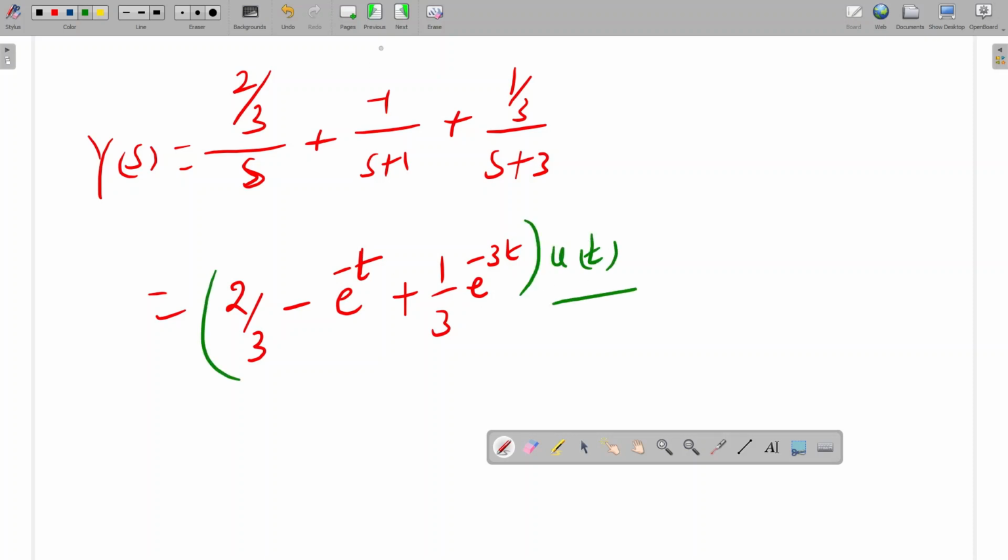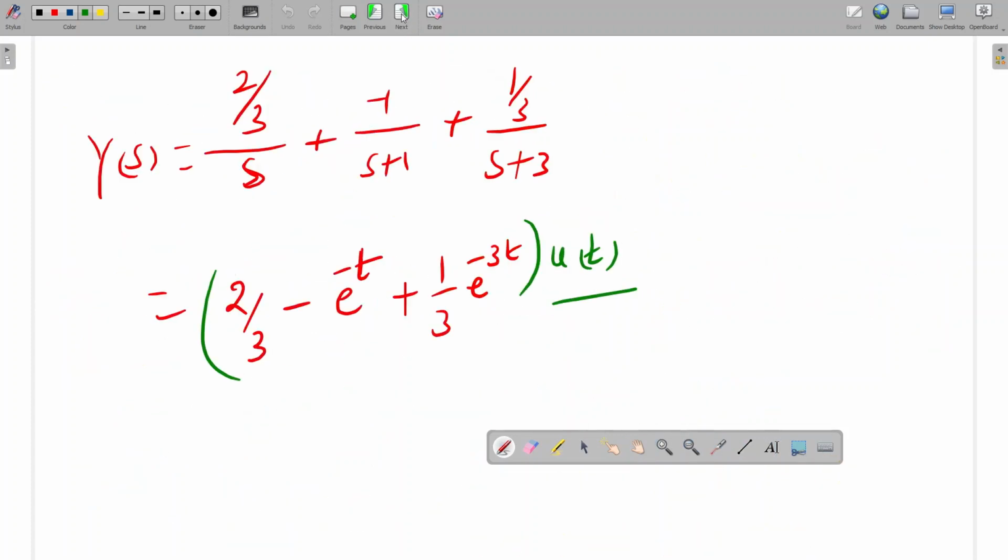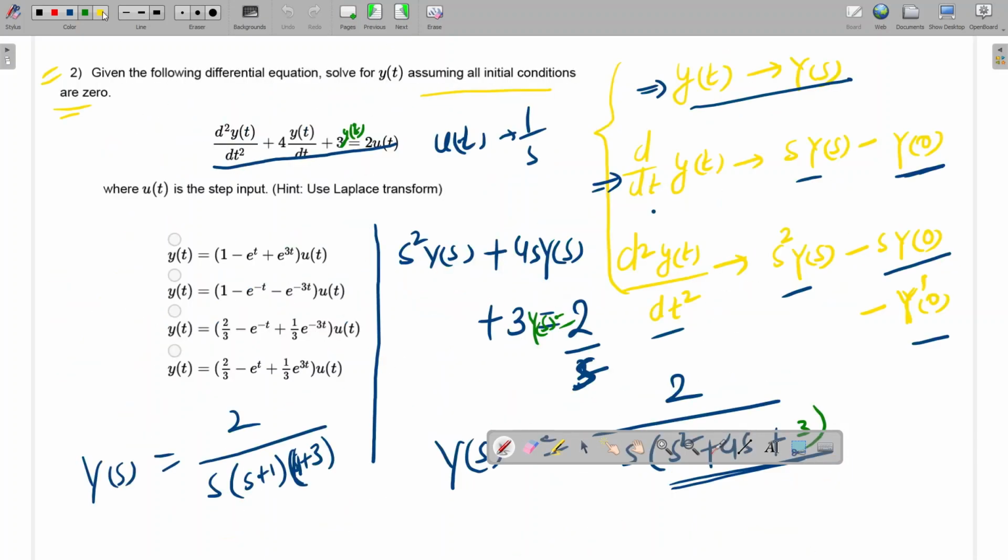This will be the answer. We'll see the options, then we can get. How much are we getting? 2 by 3 minus e to the power minus t. I think the last one is the correct option. 2 by 3 we are getting, minus e to the power minus t also we are getting, and 1 by 3. Yes, sir, option C. Option C we are getting. And e to the power minus 3t and minus t will be there. C is the correct option. This we got as the final answer.